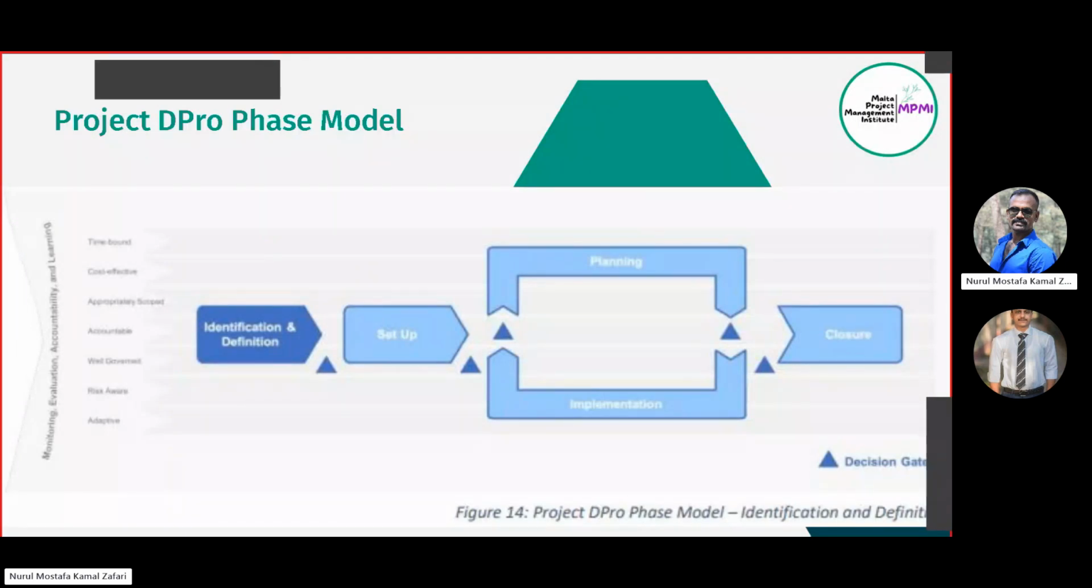MEAL means monitoring, evaluation, accountability, and learning. These four things are alive always in each phase of the project phase as per the DPRO guide. Now let me explain in Bangla. If you have any questions after explanation in Bangla, you can ask.